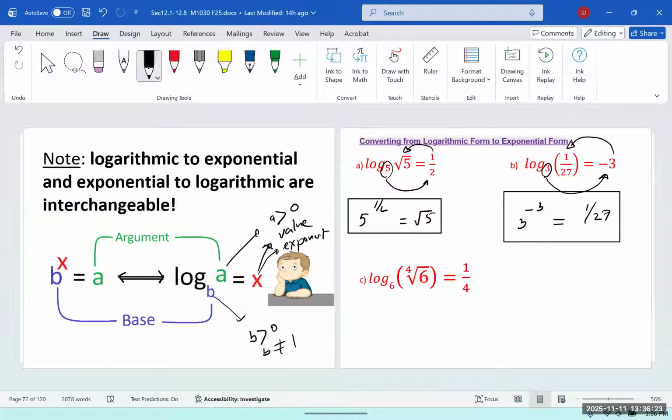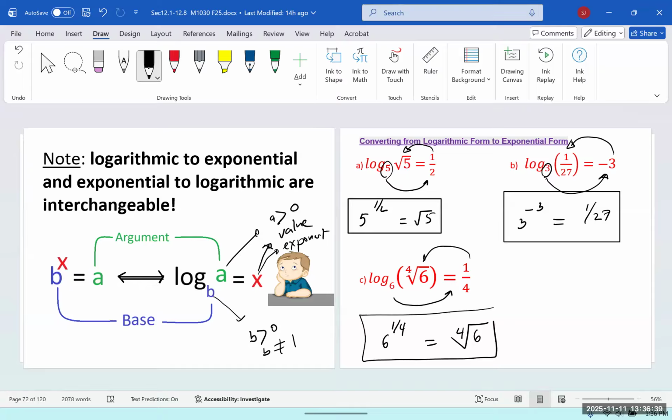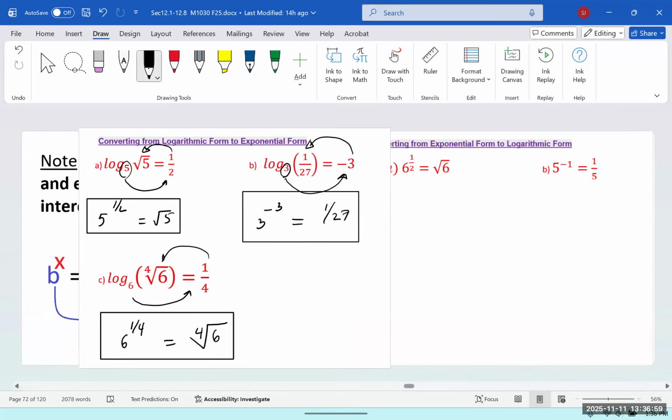Go ahead, Mariana. The power of 1/4, or the fourth root of 6. No problem. You see how easy it is to go to exponent from log. So for exponential function, we call the log. But for log, we don't have to call the exponential. We can convert the log into exponential, and then there will be normal log. We can do the other way around.